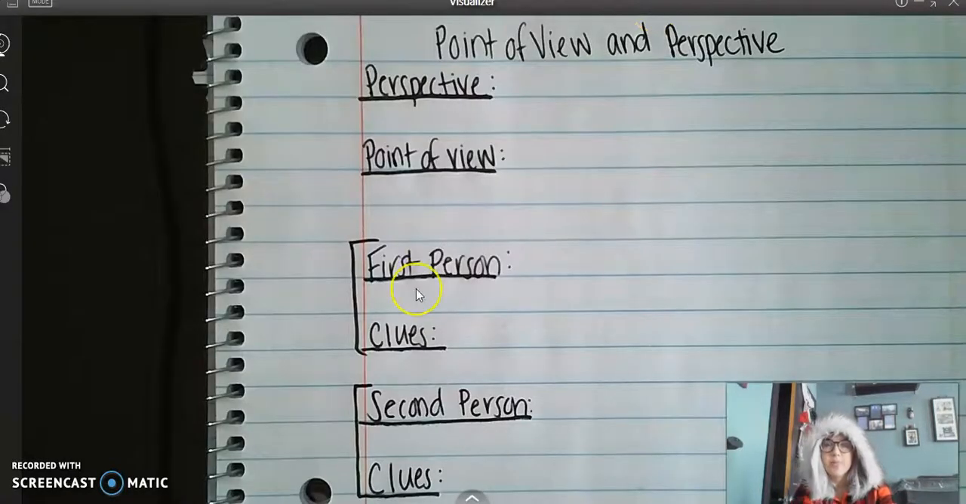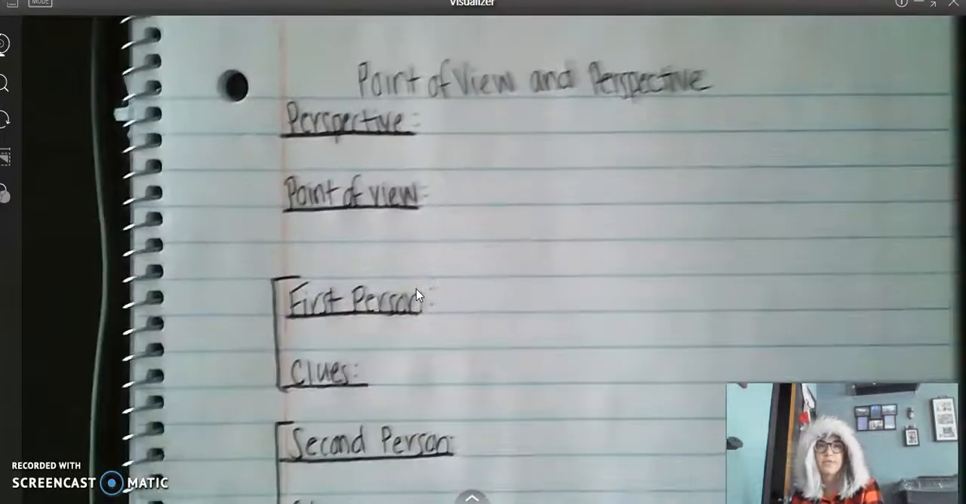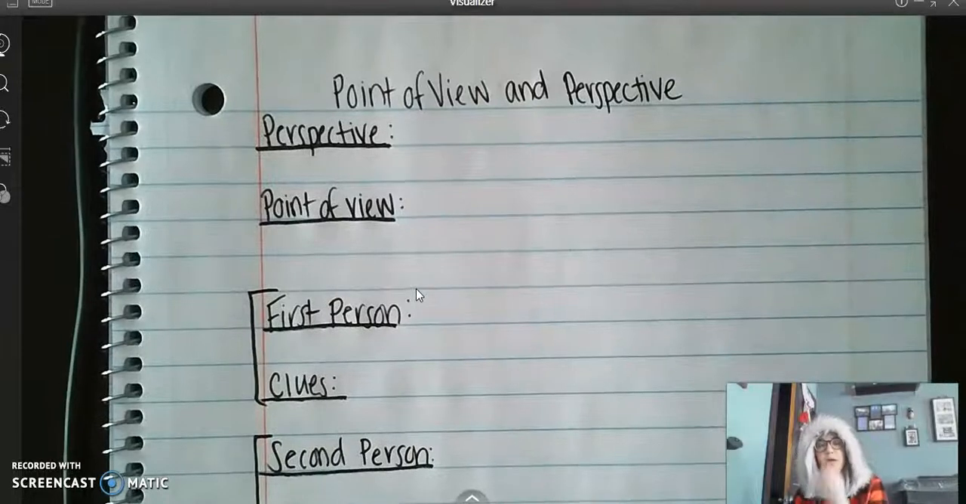Label it at the top, point of view and perspective, okay? And then underneath that, go ahead and write the word perspective. So we're talking about point of view, we're talking about perspective. They are two different things, but they come together in a story, okay?